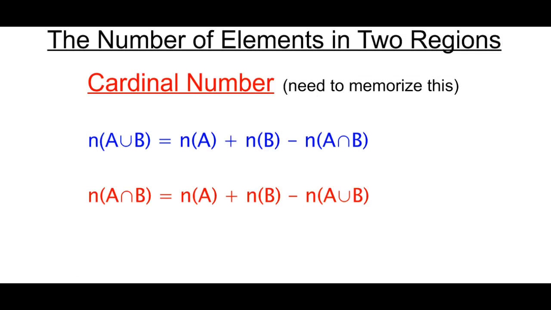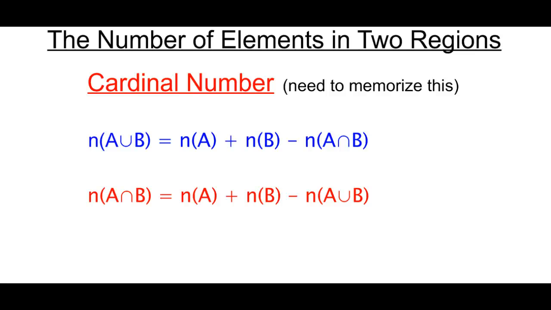The next thing we need to go over is the number of elements in two regions. This is where we look at the cardinal number, and remember from last class, I told you to remember how to find the cardinal number. You actually need to memorize this because I don't think this is on the formula sheet, and you need to know it in order to work out these Venn diagram problems.